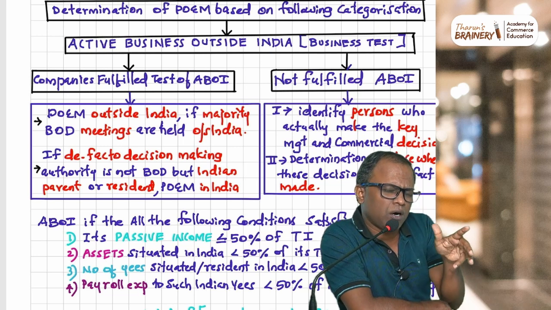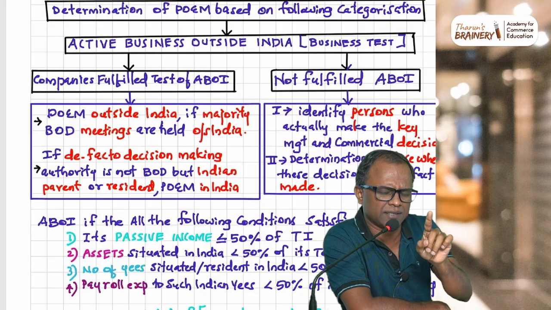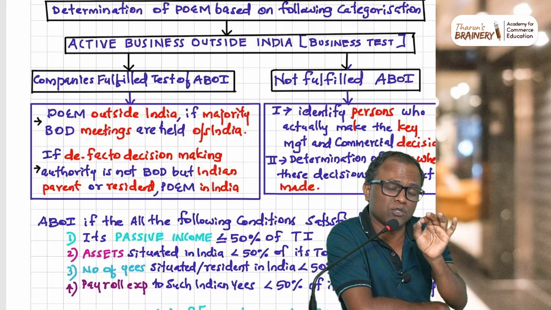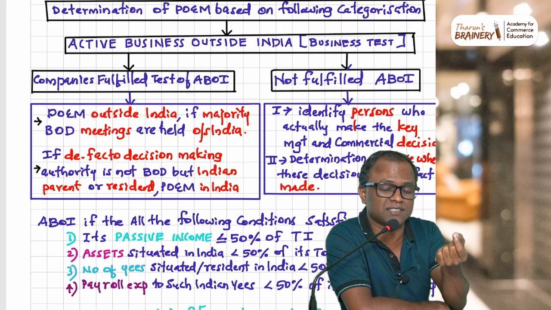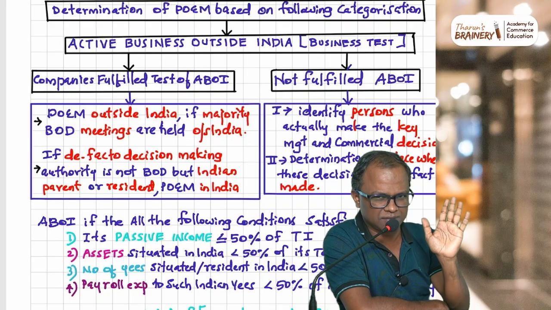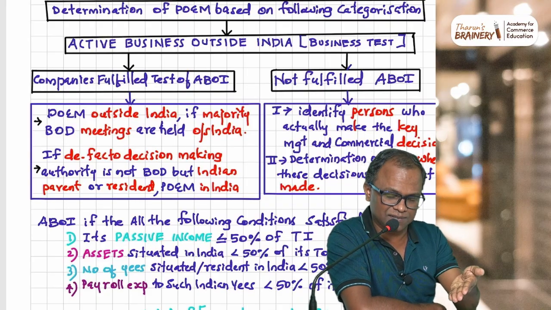See, merely because the parent company is an Indian company and the subsidiary is a foreign company, do not say that the foreign subsidiary is an Indian resident. Do not say like that. We should see whether the actual decision making is also exercised by the Indian parent. Then we can say that the foreign subsidiary is a resident. So this is the active business outside India satisfied case.